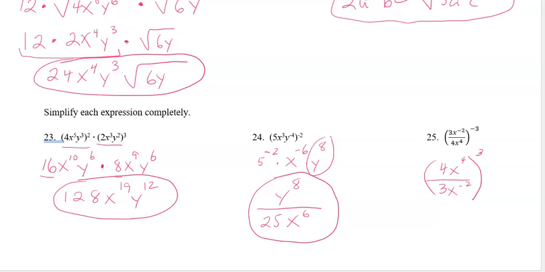So once again, everything gets raised to the 3rd, 4 to the 3rd, x to the 4 times 3 power, 3 to the 3rd, x to the negative 2 times 3 power. And I'm going to move x to the negative 6 from the bottom to the top. And when I do that, it's no longer x to the negative 6 on the bottom, it becomes x to the positive 6 on the top. And now you can put these two together to get your final answer, 64x to the 18th over 27.